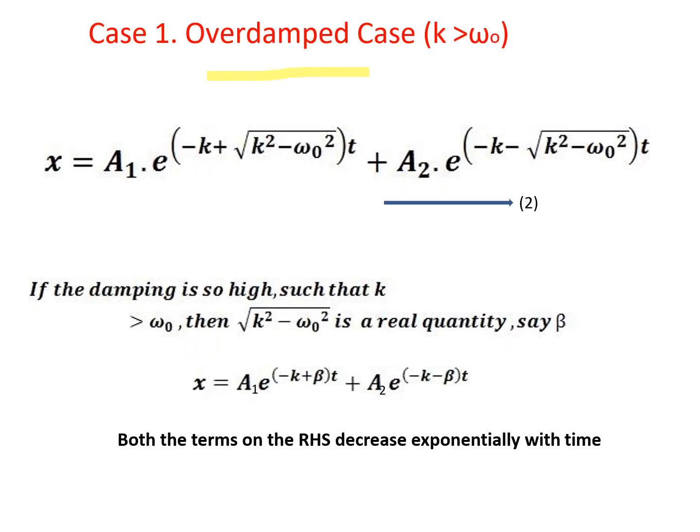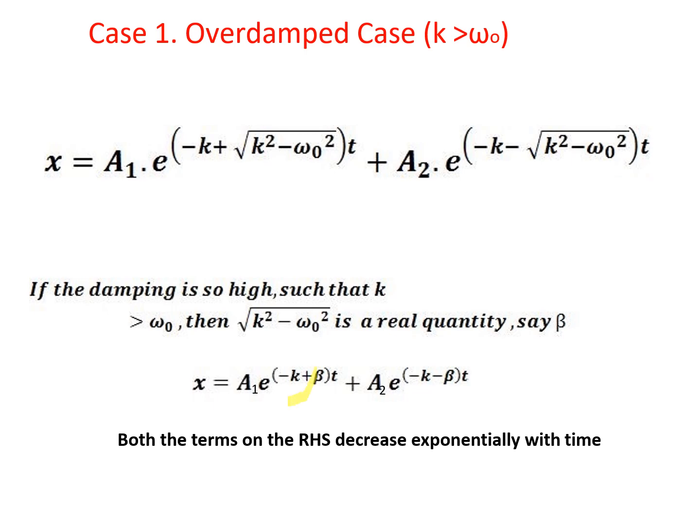Now consider the overdamped case where the damping constant k is very large compared to omega 0, the natural angular frequency of the oscillator. You are familiar with this equation. It represents the solution of a damped harmonic oscillator, and in this equation, instead of root of k square minus omega 0 square, you put beta, where beta is a real quantity because root of k squared minus omega 0 square will be a real quantity since k is much greater than omega 0.